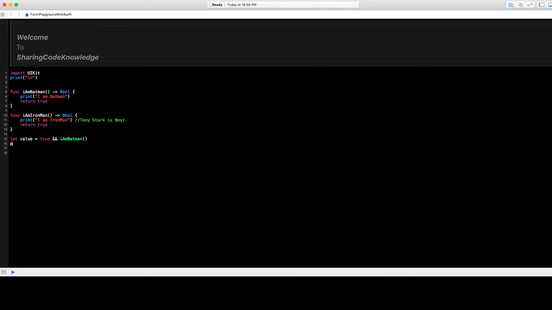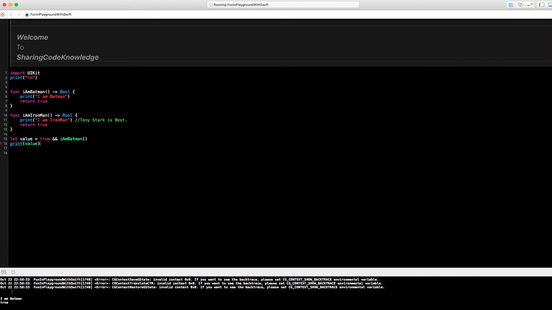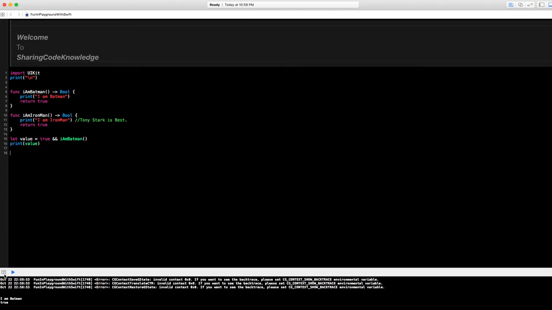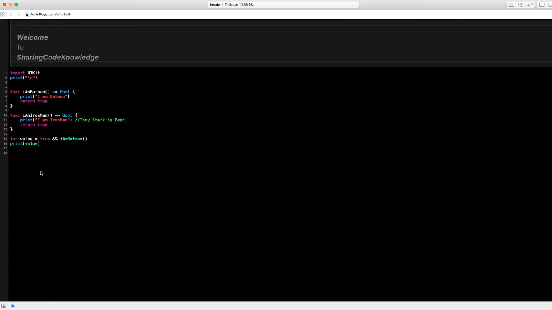Let me print out the value also. And obviously the value will be true because this is an AND operation and the property of an AND operation is that true and true will be true. Okay. Now what will happen if I change it to this?